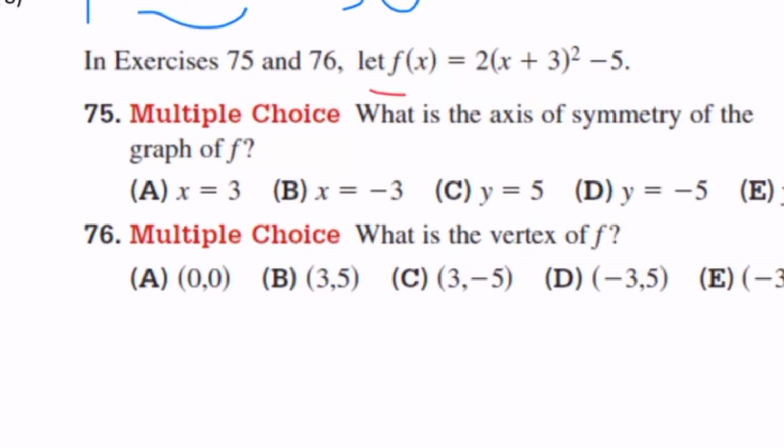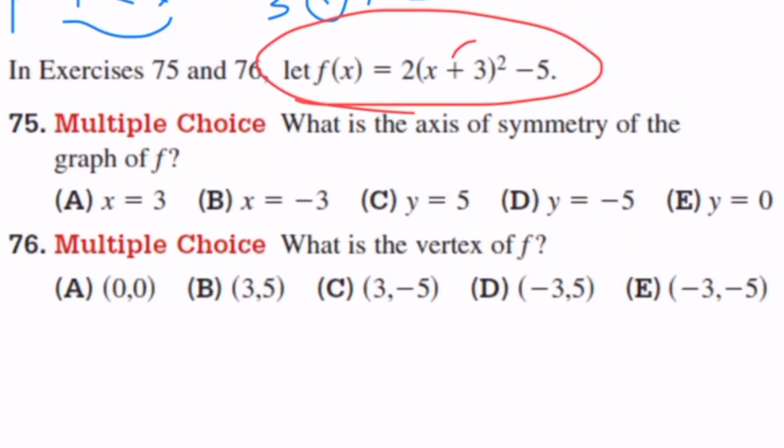You have a vertex form of a quadratic, and they asked you what is the axis of symmetry. The equation is x equals h, and here h is negative 3. So option B is the answer, x equals negative 3.